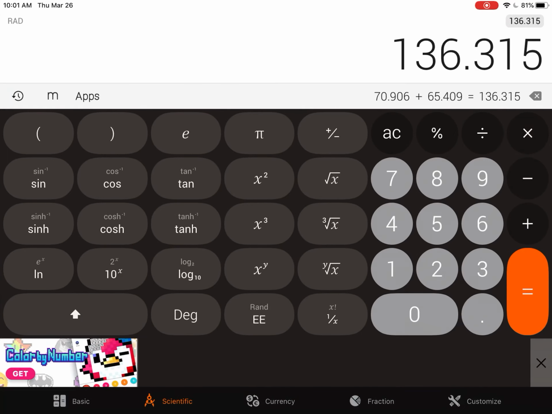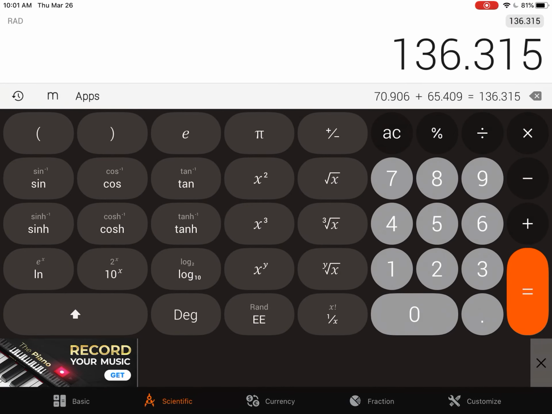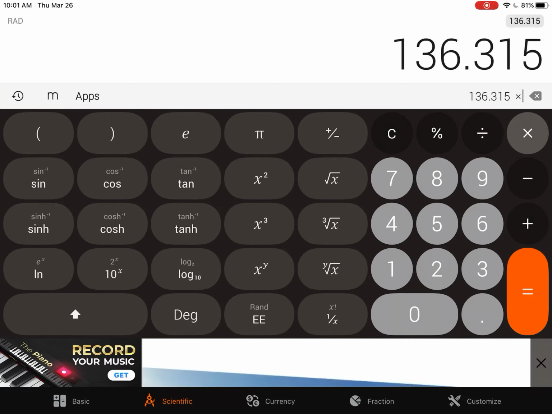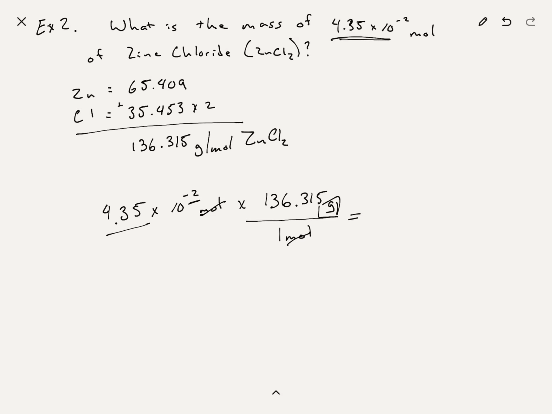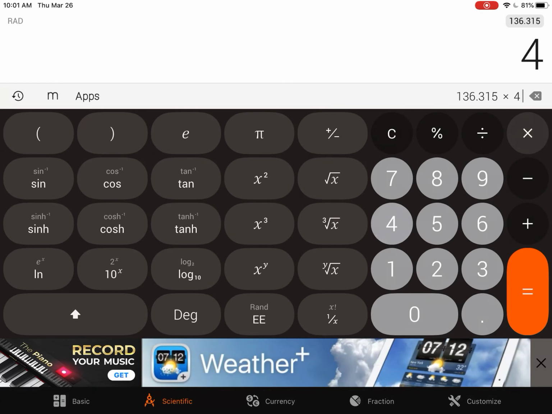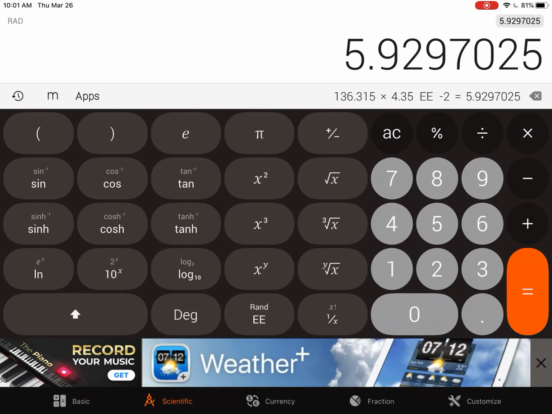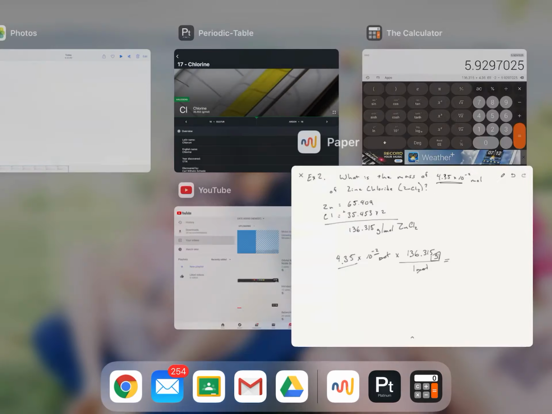So we're going to take our 136.315 and we are going to multiply by 4.35 times 10 to the negative second. And we get 5.9297.